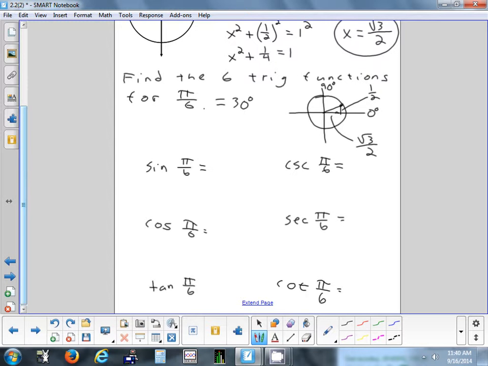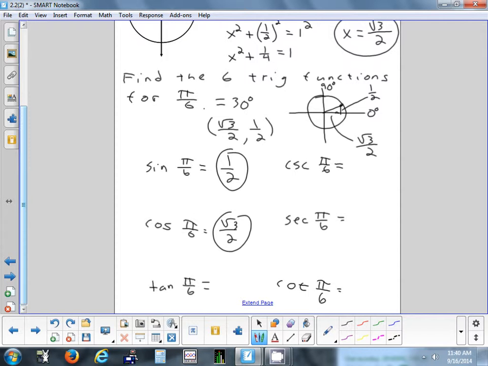Any question on that? That's how you can remember. Sketch it. The shorter side is always 1/2. The longer side is always root 3 over 2. All right, so now I've got my coordinate. What's my coordinate for 30 degrees? Square root of 3 over 2, yep. And my y? 1/2. Okay, so my sine is 1/2. My cosine is root 3 over 2.